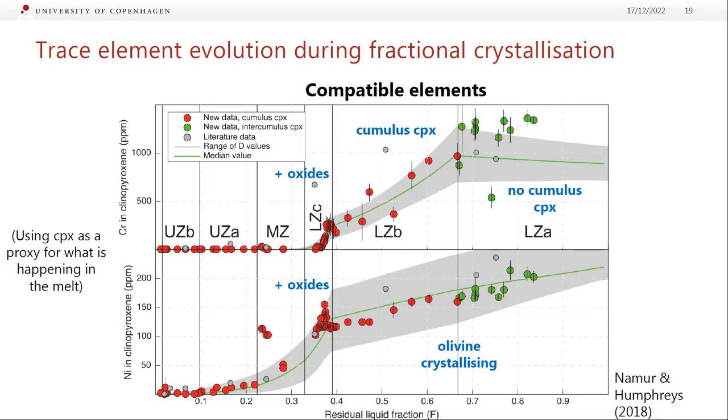And so when we've got down to the last little bits of melt in the magma chamber, the residual liquid fraction is less than about 10%. Then we have virtually no chromium or nickel left in the melt. It's been removed.